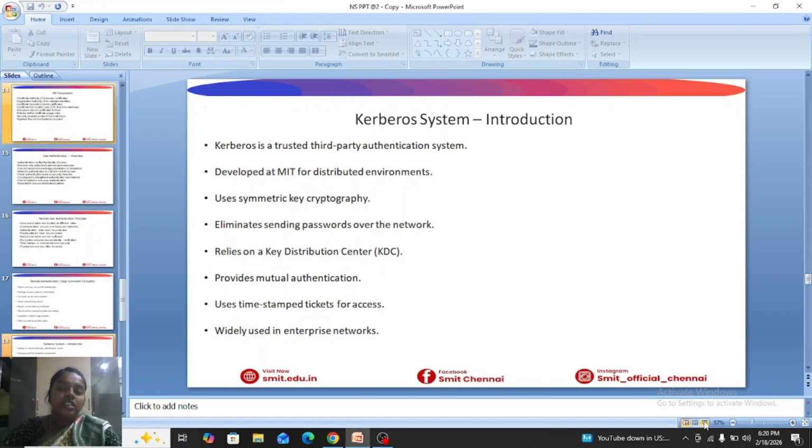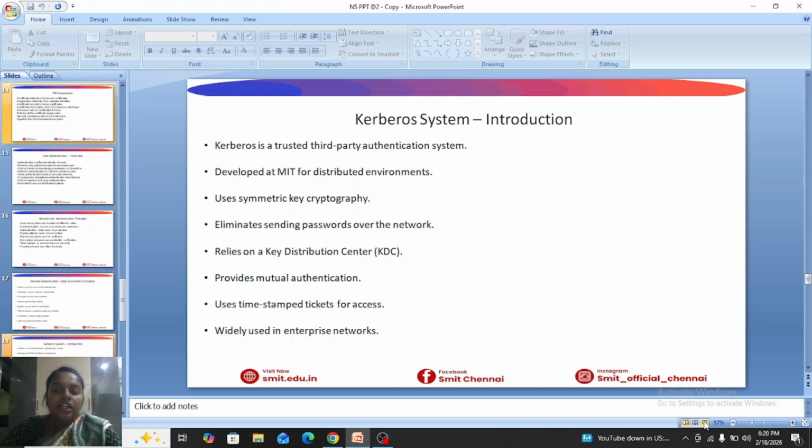The client requests access to a network service. The server provides network resources, like a file server or mail server. The key distribution center is the trusted third party, which consists of the authentication server and the ticket granting server. Moving on to how Kerberos works. There are a few steps, and mainly we are going to see the five steps.